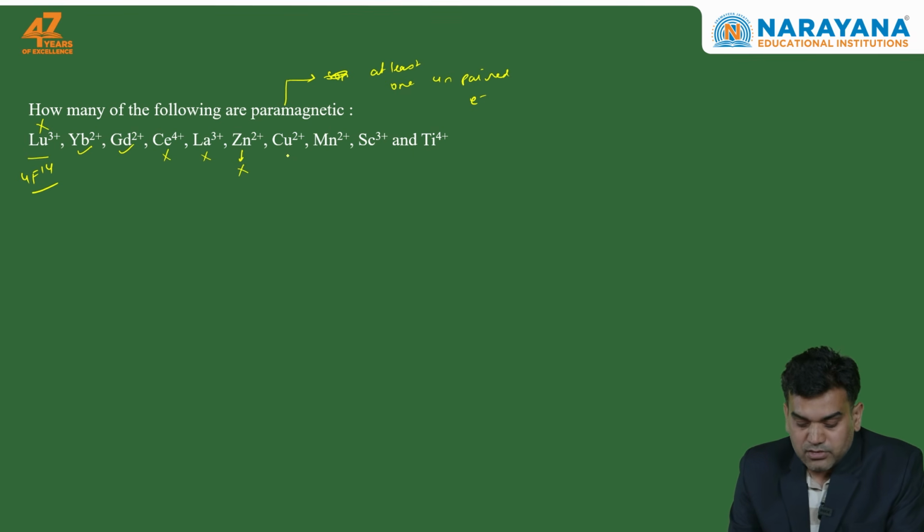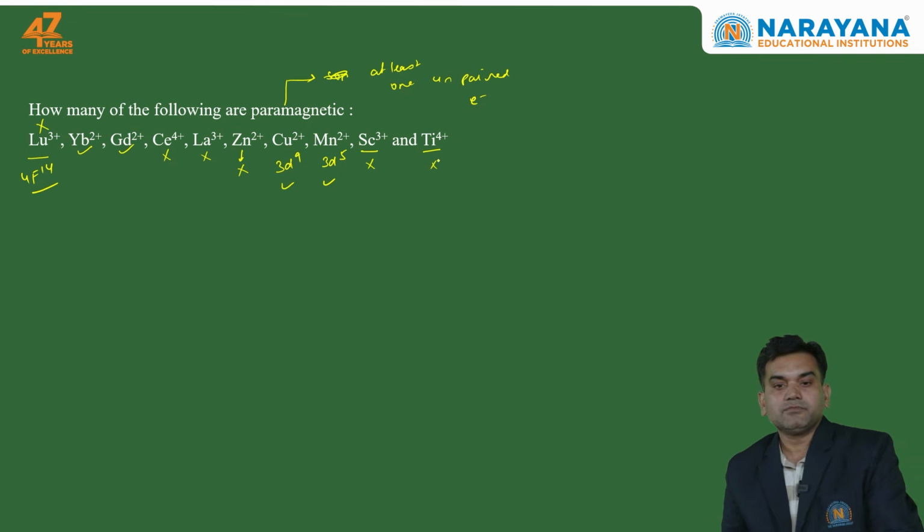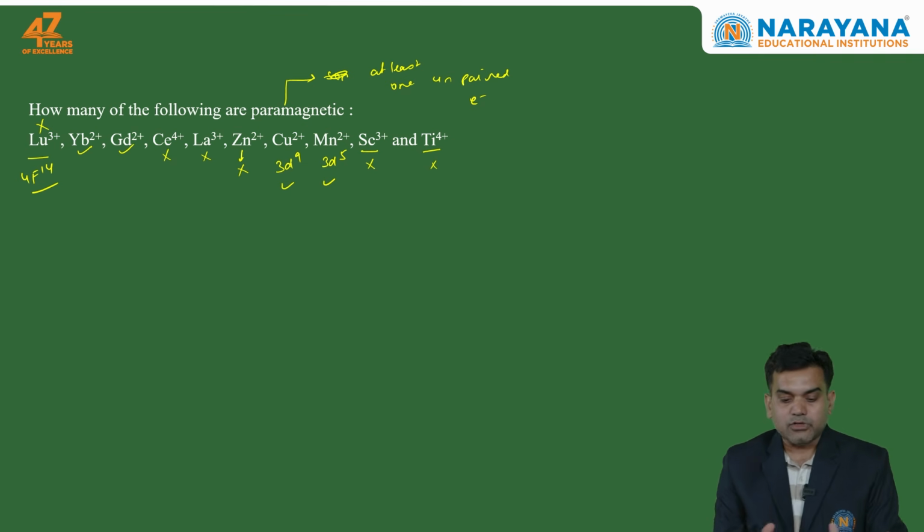But in Cu2+, we know that it has electronic configuration 3d9, so it has one unpaired electron. In Mn2+, its electronic configuration is 3d5, so it has 5 unpaired electrons. But Sc3+ and Ti4+ both have d0 configuration. So these two do not have any unpaired electrons, so they are also diamagnetic.